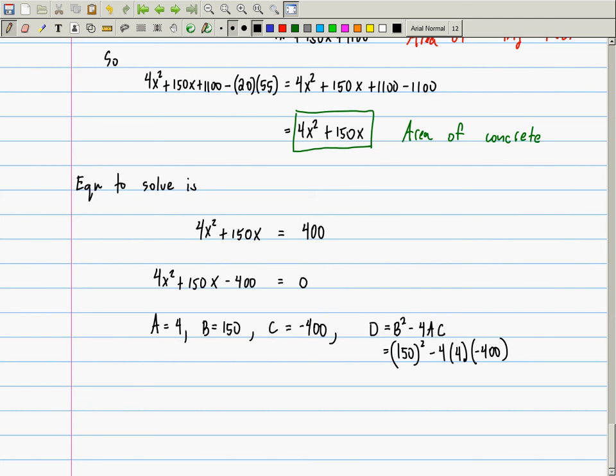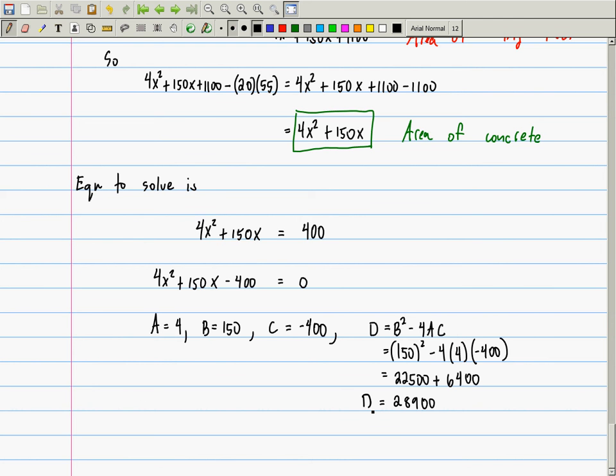So 150 squared will be 225 with two zeros behind it. And then plus, because it's negative 4 times negative 400, 4 times 4 times 4 is 64, so this will be 64 with two zeros behind it. So this is equal to, oh man, what is that? 28900. Okay, so 28900, that's the discriminant.